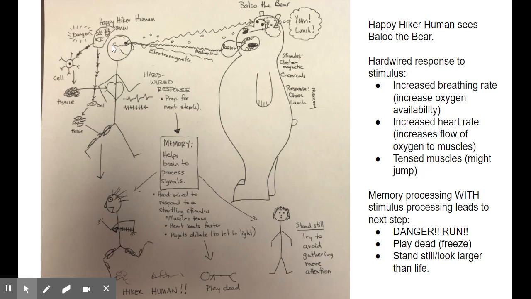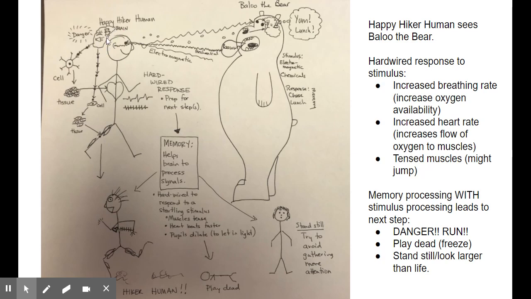The happy hiker human is also getting a mechanical stimulus, and the ear is picking that up because Baloo the bear is roaring. So Baloo the bear says roar. And here's the mechanical stimulus, the sound waves. Those hit the ear. They go through the parts of the ear and inside the cochlea, in the fluid that's in the cochlea, there are little hair cells that line the cochlea, and that fluid moves with the mechanical vibrations. And so those hair cells are stimulated. And so they pick up the sound and they send their message to the brain through the auditory nerve.